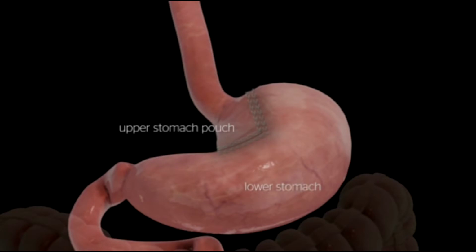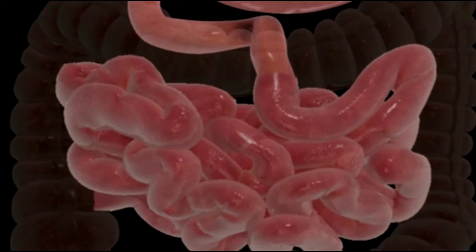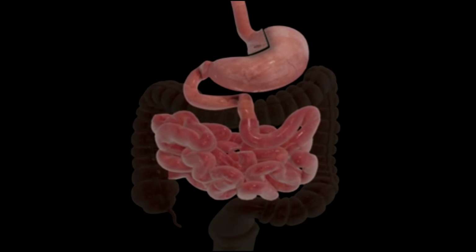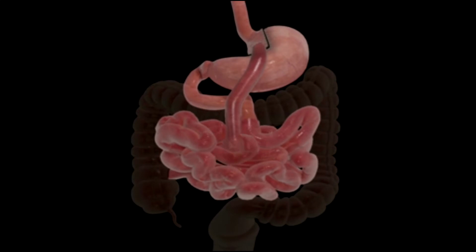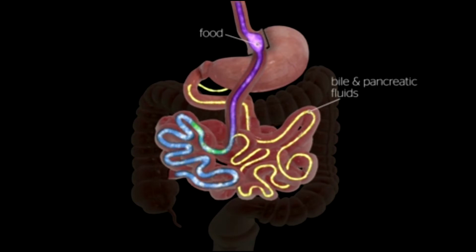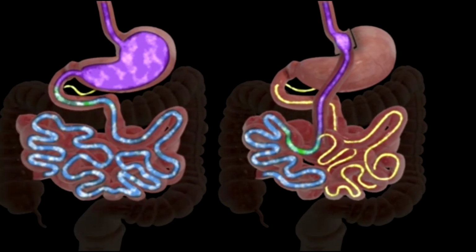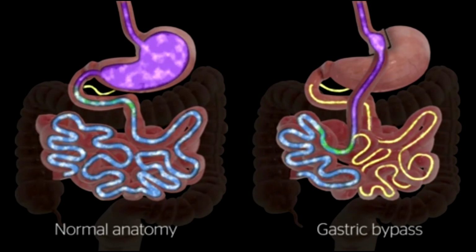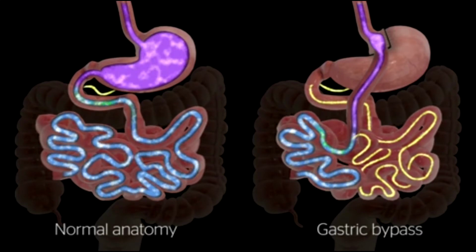The small stomach pouch, about the size of an egg, limits the amount of food you can eat before feeling full. The small bowel is separated into 2 sections. The lower portion of the small bowel is attached to the newly created stomach pouch. This allows food to pass directly into the second portion of small bowel, where digestion continues. The upper portion of the small bowel is reconnected to the lower. Bile and pancreatic fluids from the liver and pancreas allow food to be digested completely. By altering the anatomy of the gastrointestinal tract, gastric bypass changes signals in the body, resulting in decreased hunger and increased feelings of fullness after meals.